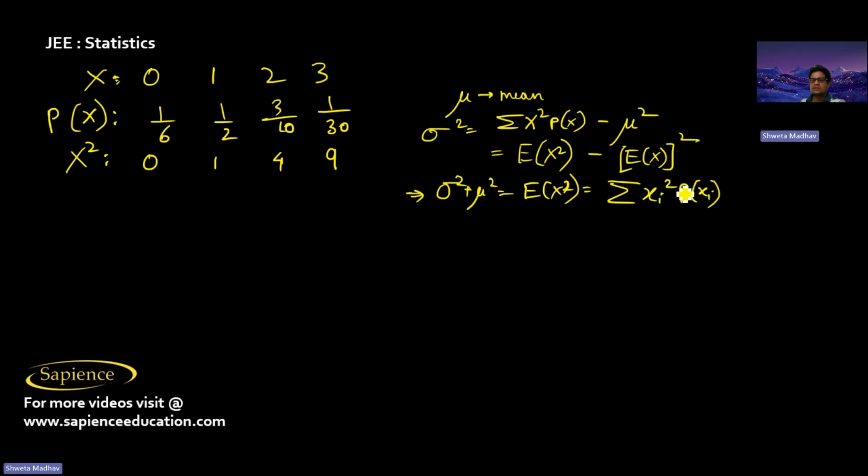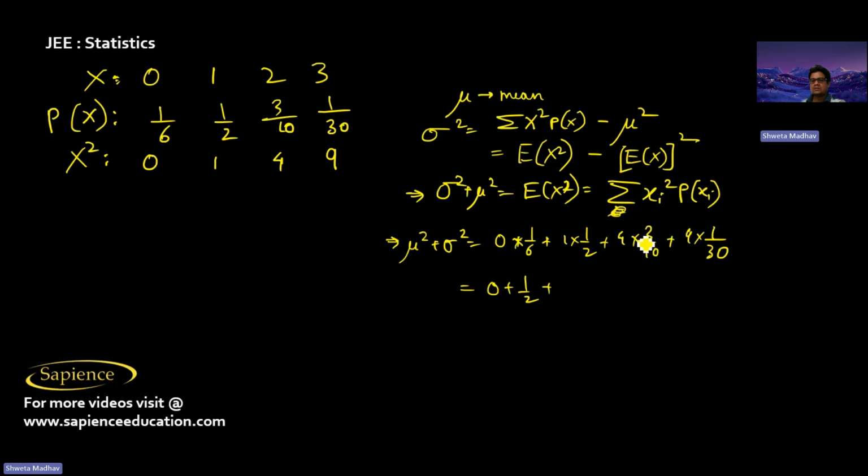P of x equal to xi. So i goes from where? Here i goes from 1 to 4, since there are 4 values. Therefore, mu square plus sigma square is equal to this square into this, so that is 0 into 1 by 6 plus 1 into 1 by 2 plus 4 into 3 by 10 plus 9 into 1 by 30. So this will be 0 plus 1 by 2 plus 12 by 10, so this is 6 by 5, plus 9 by 30, that is 3 by 10.